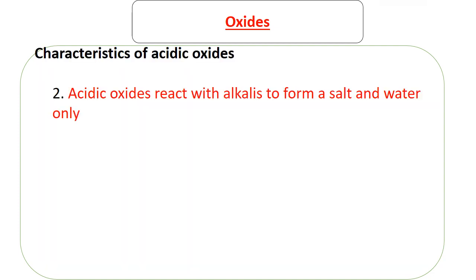The second characteristic is that acidic oxides react with alkalis to form a salt and water only. These acidic oxides behave like acids, since they are acidic oxides. An acid, when it reacts with alkalis, forms a salt and water. Remember neutralization. So even they, when they react with alkalis, participate in a kind of neutralization reaction which forms salt and water because they behave as acids.